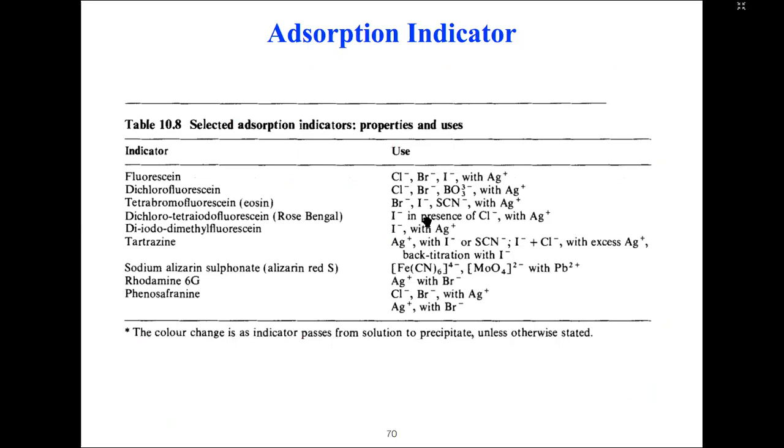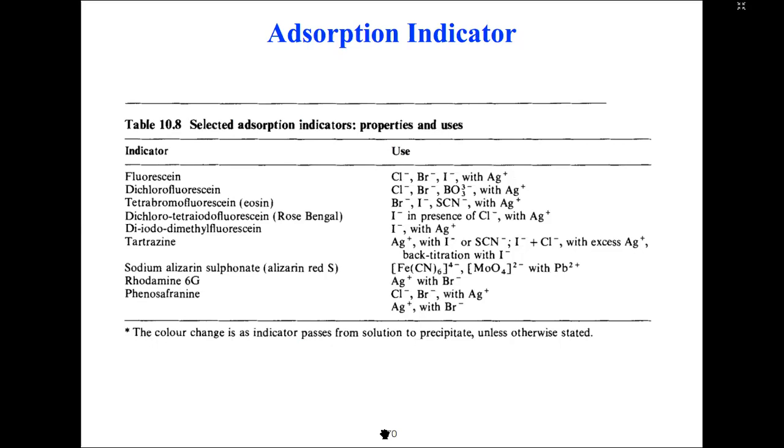So these are some of the adsorption indicators and what they can be used for. Fluorescein, for example, can be used during titration to determine the concentration of chloride, bromide, iodide with silver. Rhodamine 6G can be used to determine the concentration of chloride, bromide with silver. And phenosafranine can be used to determine the concentration of silver with bromide ion.